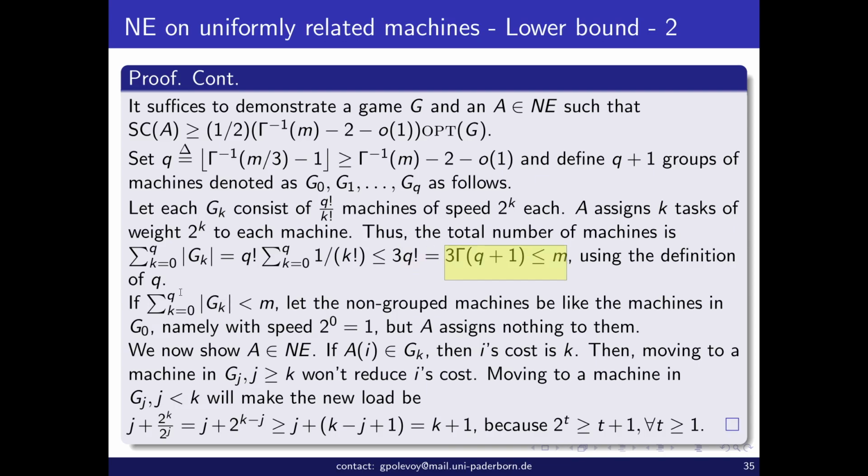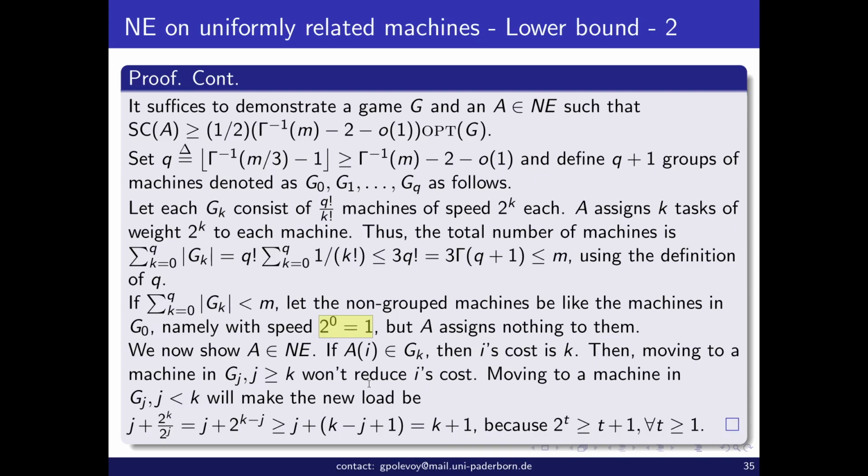Calculation. Now, since the sum of the sizes of the groups is at most m, what if it's strictly smaller than m? We want an example of exactly m machines. Then we just define more machines. We call them non-group machines, outside of any of those groups, and they will be like the machines in G0. So the speed is going to be 2 to the power of 0, it's going to be 1. But our assignment A does not assign them anything. We just define those machines to have m machines as we want.